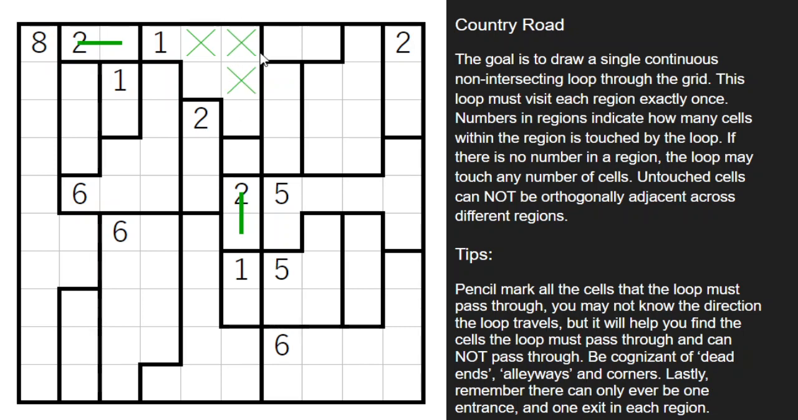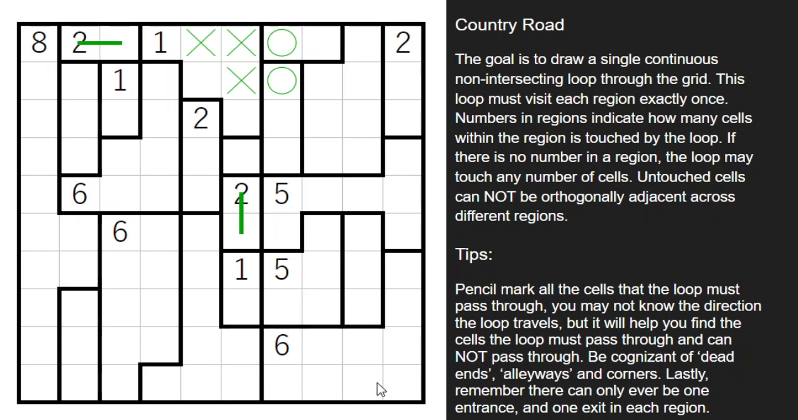Now, what makes the country road puzzle unique is the rule saying that untouched cells cannot be orthogonally adjacent to one another. So what that means is this is an untouched cell in one region adjacent to another cell in a region across from it. That means this has to be part of the loop, right? Otherwise you'd have two untouched cells crossing a border, and that's no good. Same thing here. We know this has to be part of the loop because that is untouched. So that's interesting because this has created a corner.